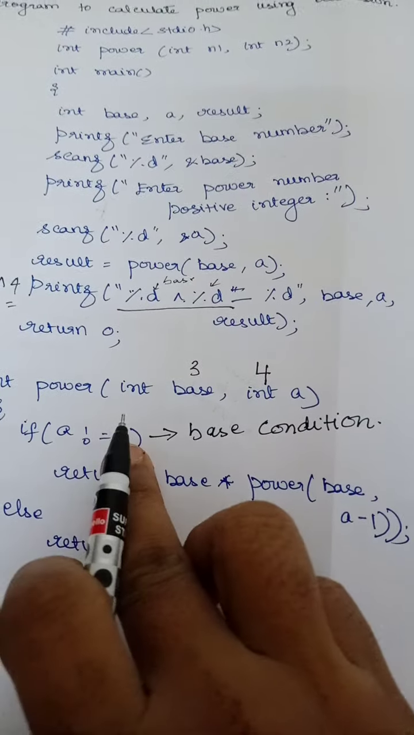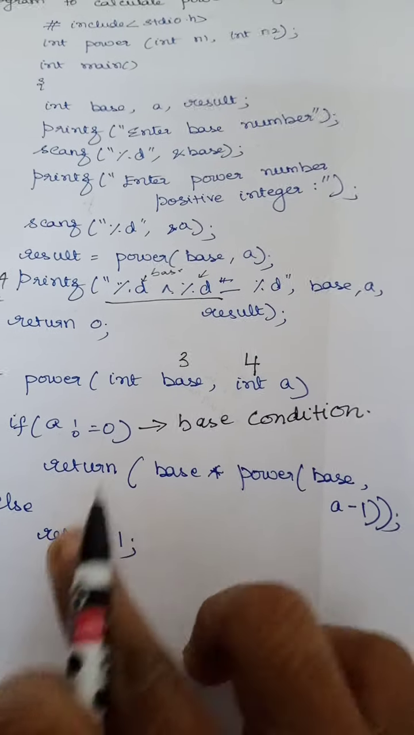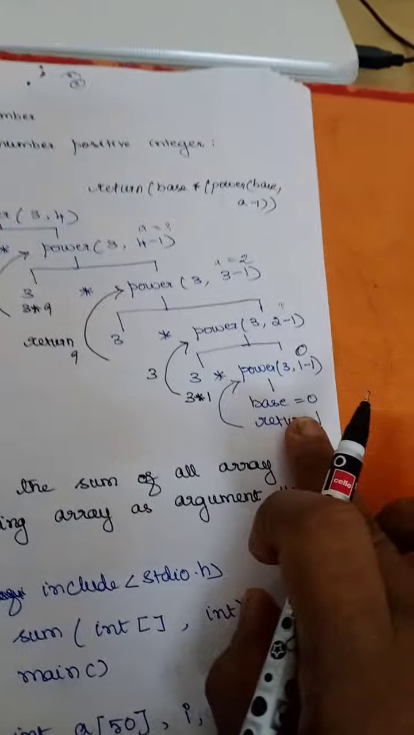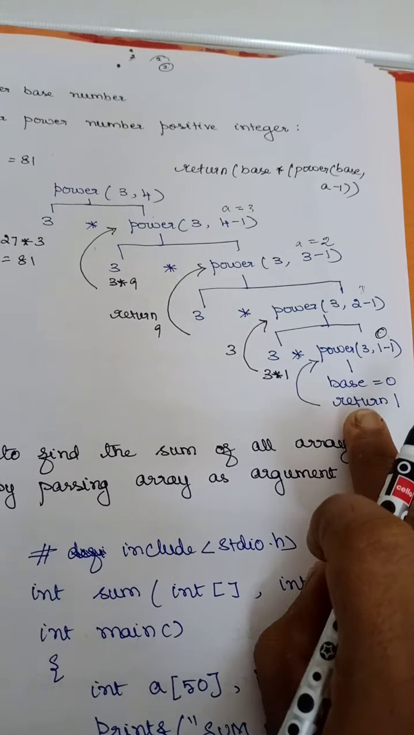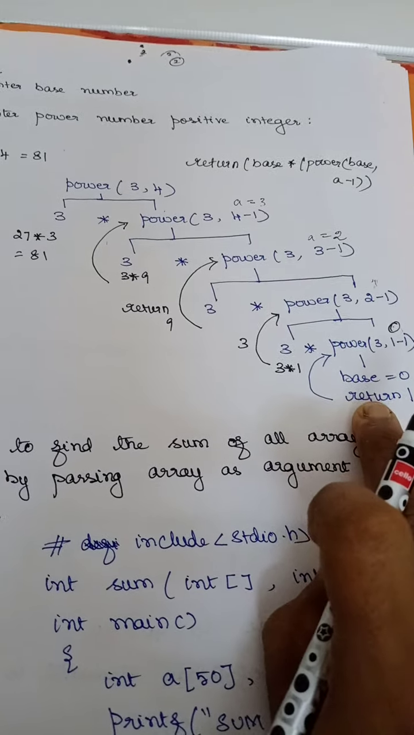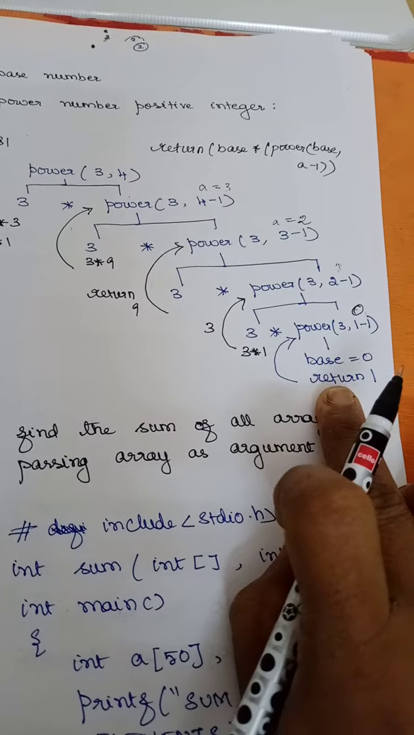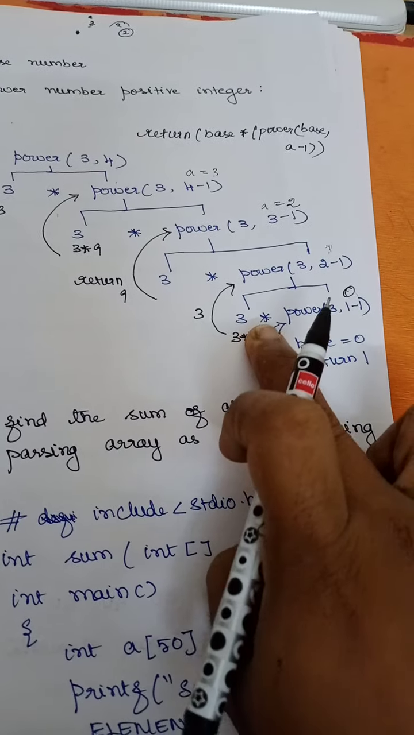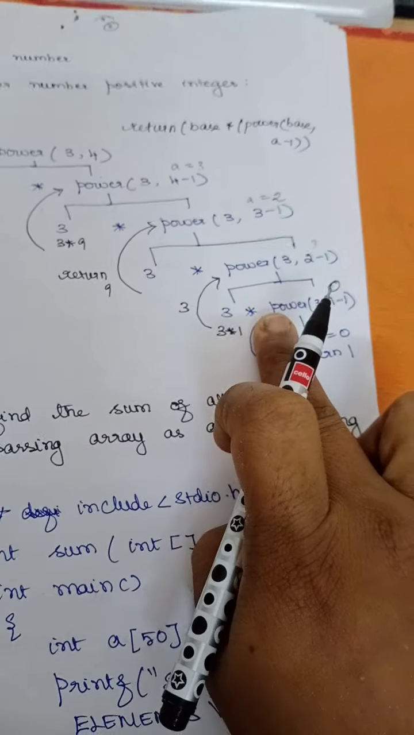So with 0, if I call the power function, already we know the condition: if a is not equal to 0 only, we have to call, else we need to do what? Return 1. So here my a is equal to 0, so I will return 1. Already I told you in recursion, whenever you have a return statement, it will go back to the function from which it has been called.